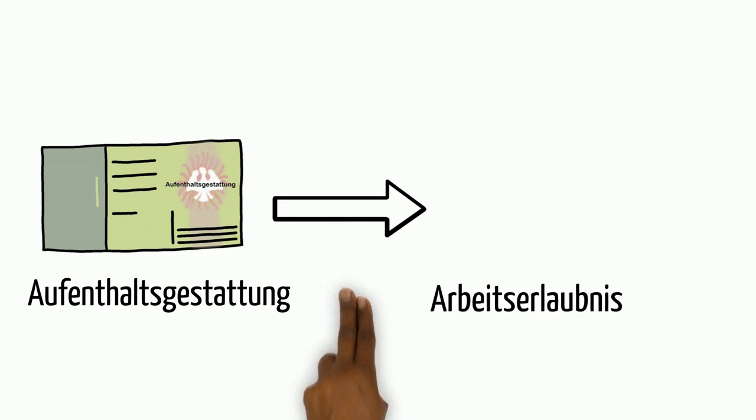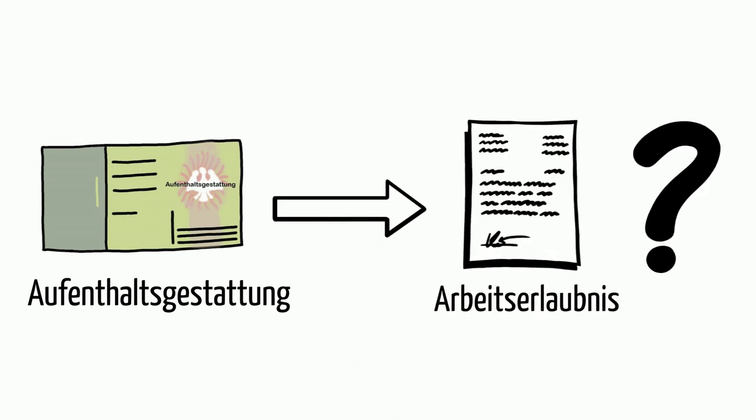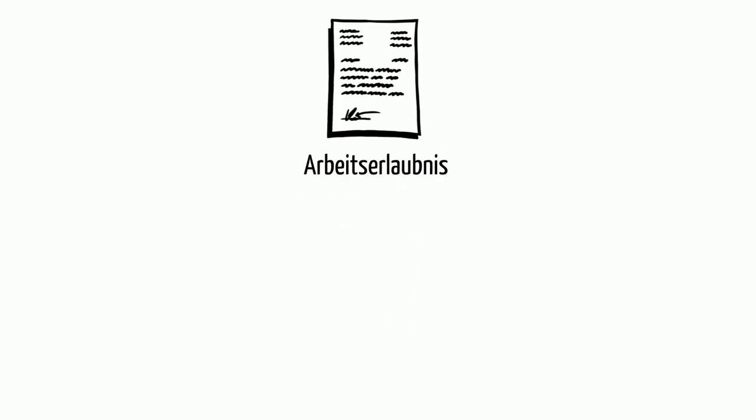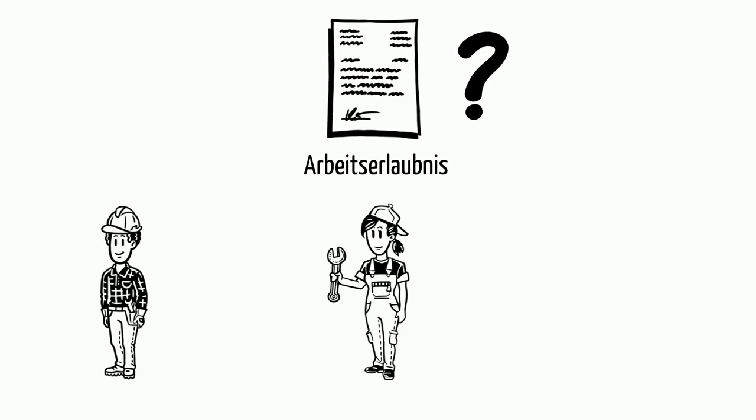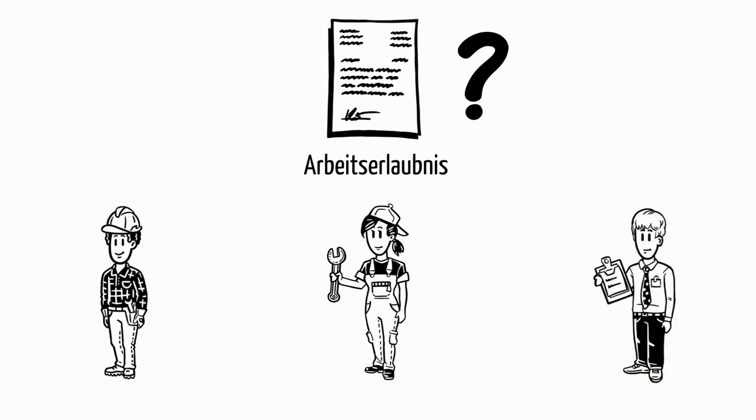How can you receive a work permit if you have a residence permit? Why do you need a work permit? It is needed for work, an apprenticeship in a company, or most internships.